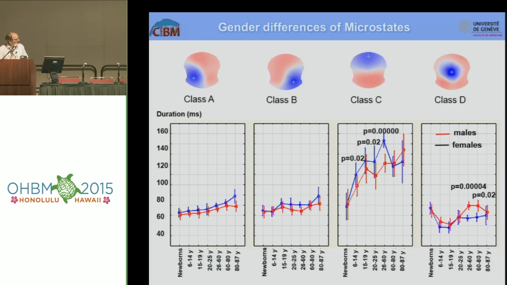Interesting was also to see the difference between female and male in these 180 people. What we see is that during adulthood, there's a difference in this class C microstate between females and males, with much more presence of this microstate in females than in males, between about 20 and 60 years of age. On the other hand, there is more presence of this class D microstate in males than in females during this age range. So there seems to be a difference between male and female for these two types of microstates, and you will see later that these two microstates are also interesting in different pathologies.